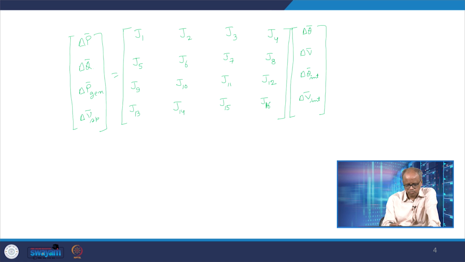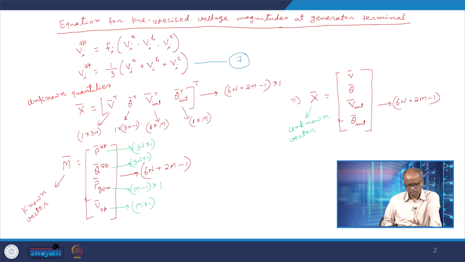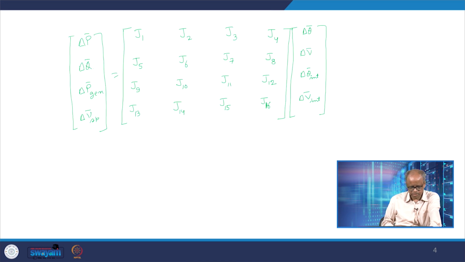Now, let us look at them. First, let us look at their dimension. As we said, the P vector has a dimension of 3n cross 1, this is also 3n cross 1, and why these are 3n cross 1 we have already explained. This is m minus 1 cross 1, this is m cross 1.